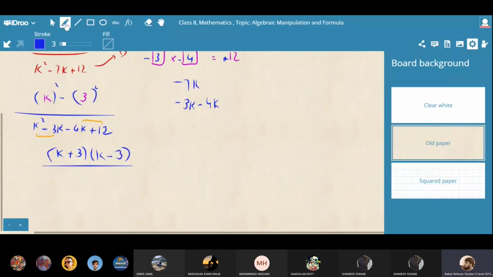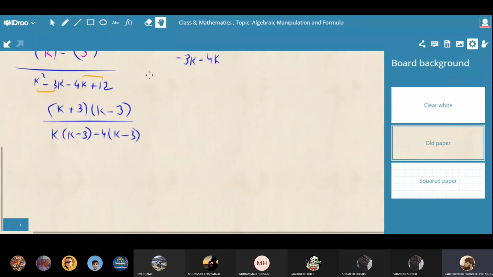Now, what is the common? K is a common, right? What is left inside? Minus 3. And what is here will come here. And what is the common now? 4. 4 is a common. Then K and then minus K, minus positive, negative, negative, and K minus 3.